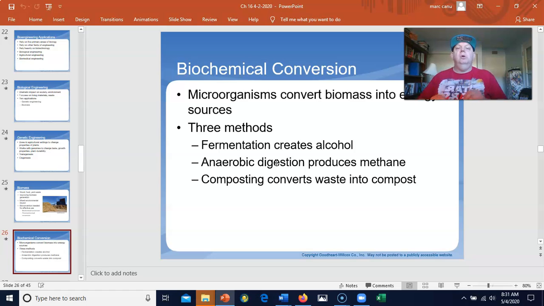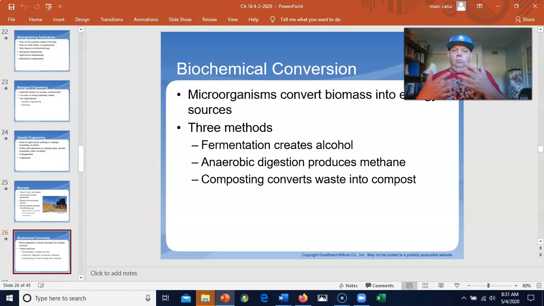So when we look at biochemical conversion, we can look at microorganisms. It could be bacteria, it could be fungi, like yeast, for example, where they can change the biomass into some kind of an energy source. Okay, and that would be a pretty useful thing for humanity. And really, you're letting nature do the hard work for you. Okay, now there's 3 ways to look at that. Fermentation creates alcohol, anaerobic digestion produces methane, and composting converts waste into compost.